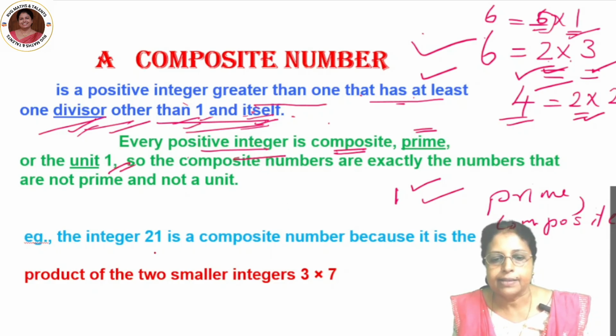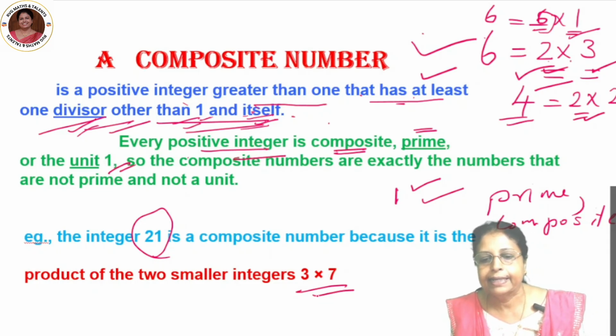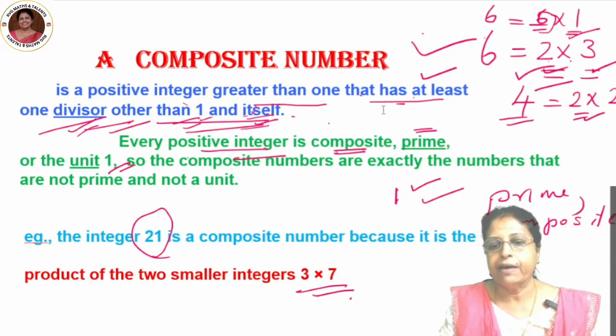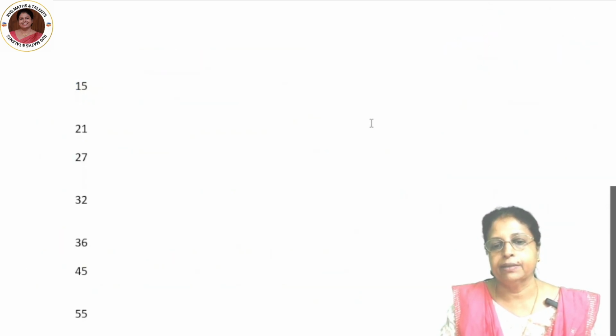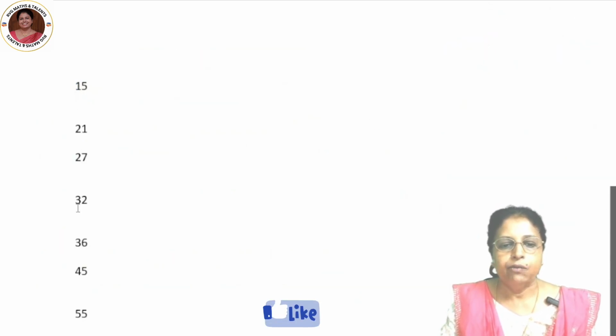Okay. Another example is 21. 21 is a composite number. You can write 21 as 3 times 7. So, we have seen prime numbers, composite numbers and unit 1. See this, 15, 21, 27, 32, 36, 45, 55. All these are composite numbers.